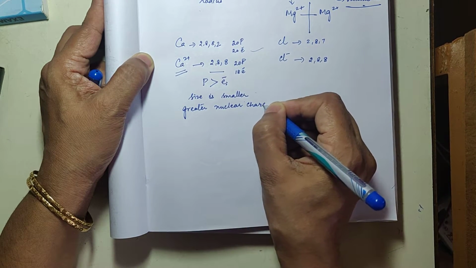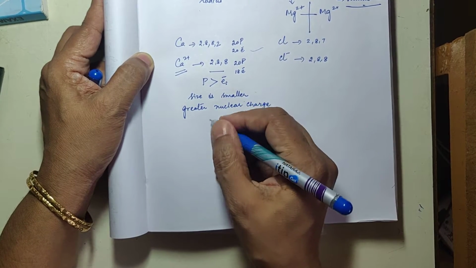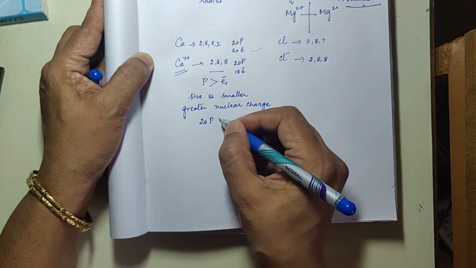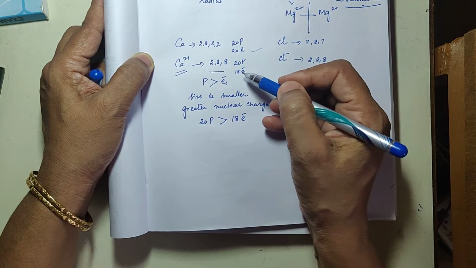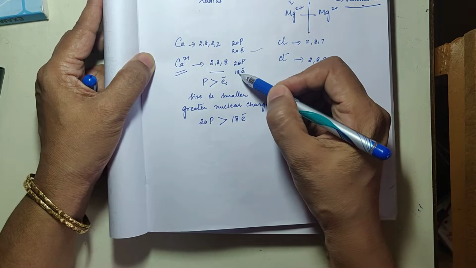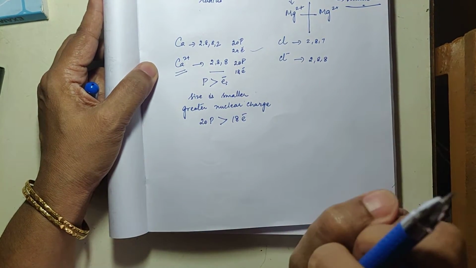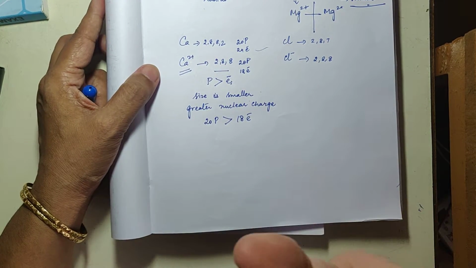Which is the nuclear charge here? 20 protons. 20 protons is greater than 18 electrons. Initially it was 20 each. Now it is 20 holding on to only 18 electrons. So the hold will be more tight, so the size will be smaller.